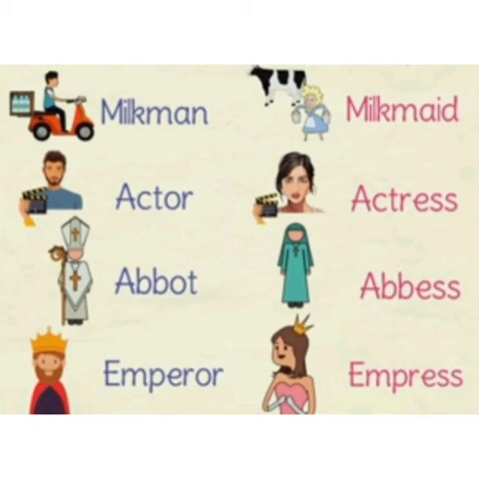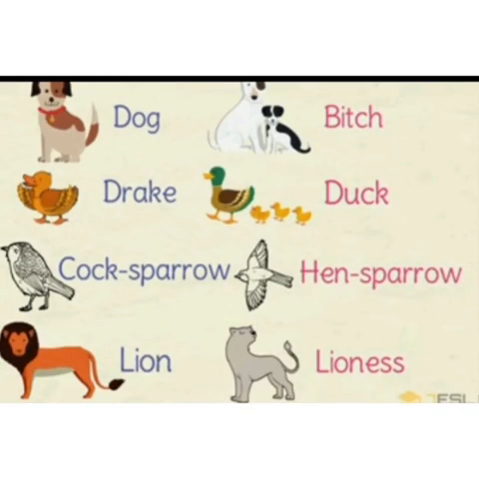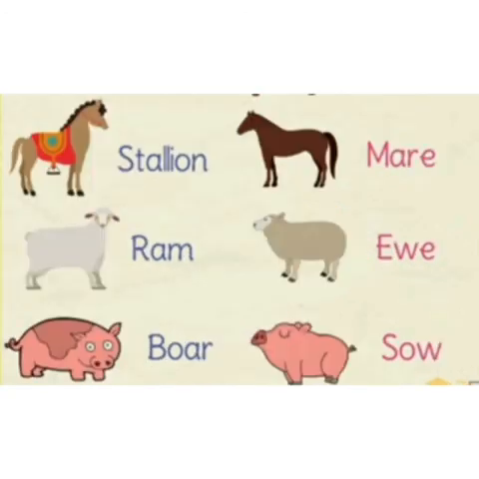Emperor, empress. Bull, cow. Cock, hen. Dog, bitch. Drake, duck. Cock sparrow, hen sparrow. Lion, lioness. Stallion, mare. Ram, ewe. Boar, sow, and so on. So this is how we can classify masculine and feminine gender or male or female.